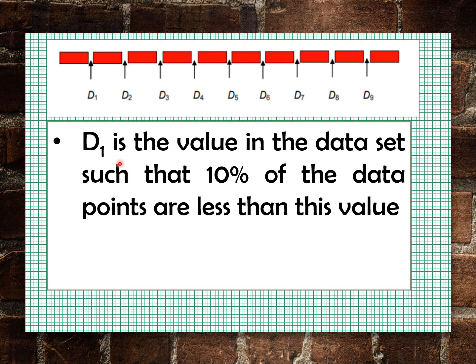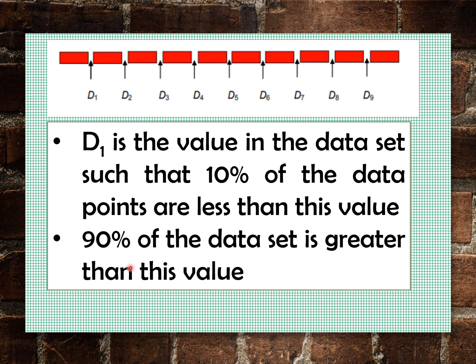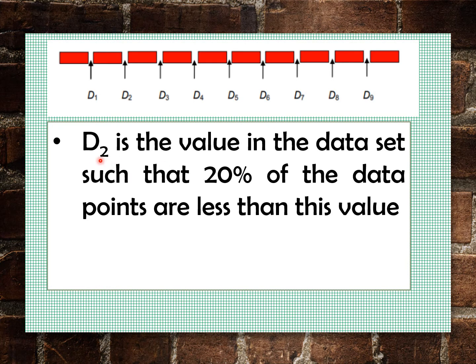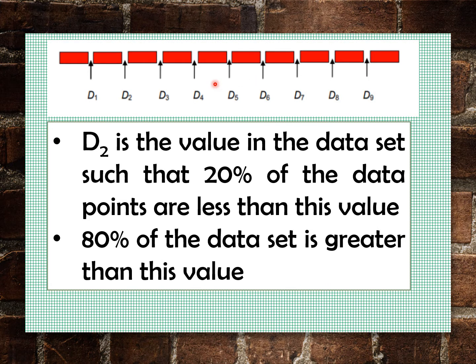When we say decile 1, the value in the data set such that 10% of the data points are less than this value. So, ibig sabihin kung nasa D1 ang score mo, 10% ang mas mababa sa'yo at 90% naman ang mas mataas sa score mo. So, that is the interpretation of decile 1. Kapag decile 2 naman ang score mo, it means the value in the dataset such that 20% of the data points are less than this value. So, ibig sabihin, 20% ang mas mababa sa score mo at 80% ang mas mataas dun sa scores mo.